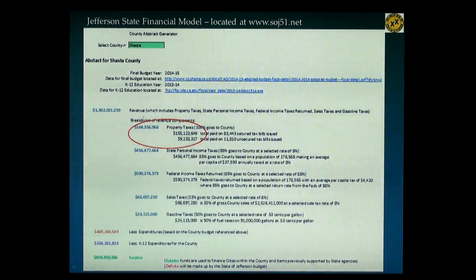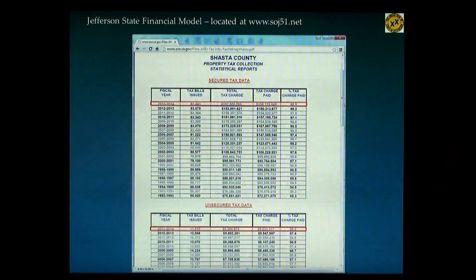Revenues. Our first element is property taxes, and in our base model, all property taxes, whether secured or unsecured, go to the county itself. So you can see how much is paid and how much is paid through unsecured. Where is this located? And this is what we'll be doing throughout the entire presentation, actually showing where the data was pulled from. You see that this is on the Secretary of State's website, and we go to the Shasta County PDF for taxes for 13 and 14.